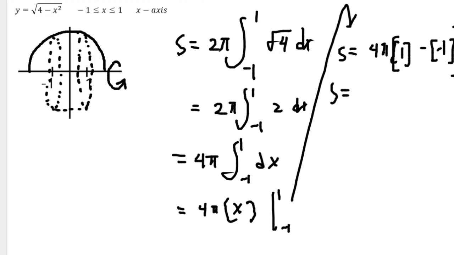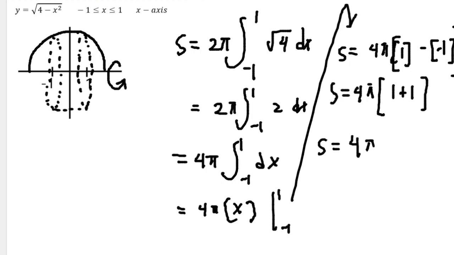Okay, so the surface area of revolution is equal to 4 pi times (1 plus 1). So we got this, and that's going to be 2. Let's just distribute it to 4. That's going to be 6 pi. So that's going to be our answer.